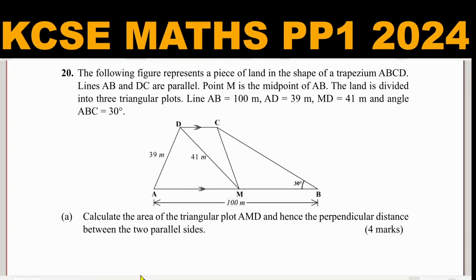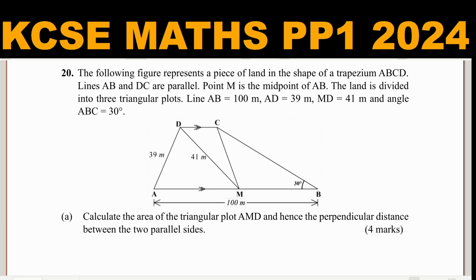The following figure represents a piece of land in the shape of a trapezium ABCD. Lines AB and DC are parallel. Point M is the midpoint of AB. The land is divided into 3 triangular plots. Line AB is equal to 100 meters. AD is equal to 39 meters, MD is equal to 41 meters, and angle ABC is equal to 30 degrees. So you can see the figure there.